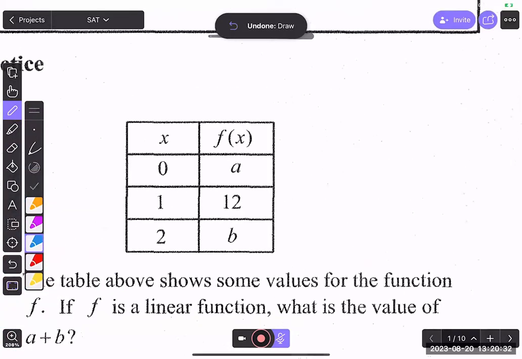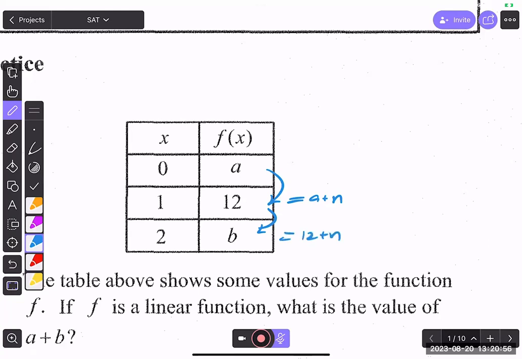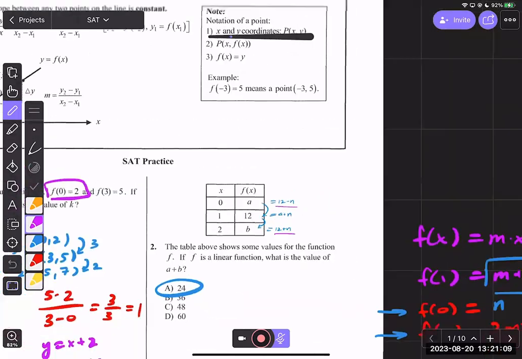What you could have also done is you could have noted that if I increase by one here, that would mean that 12 is equal to a plus some difference, right? In this case, we can call it n. It means that whatever the difference is from a to 12, that difference gets applied again from 12 to b, right? So b is equal to 12 plus n in that case. So if a is 12 minus n, then if I take those two and add together, that gives me 24 as well. That's another easier way to solve this question, at least.